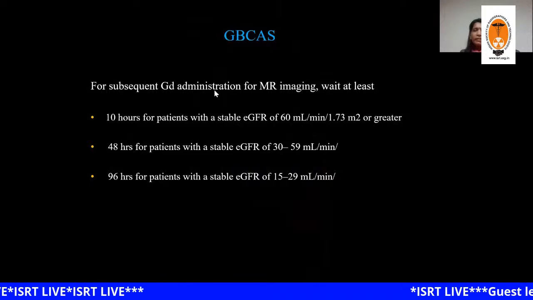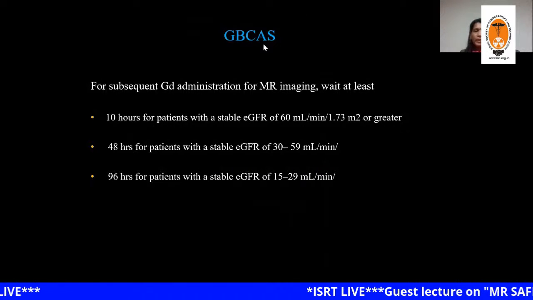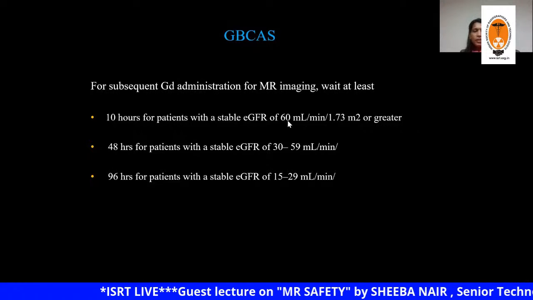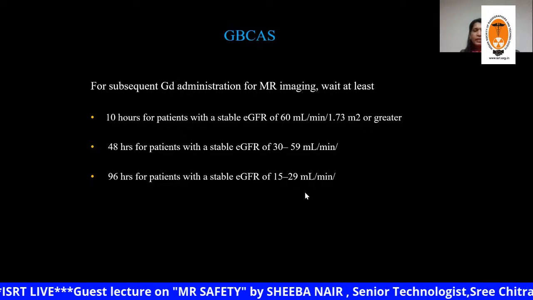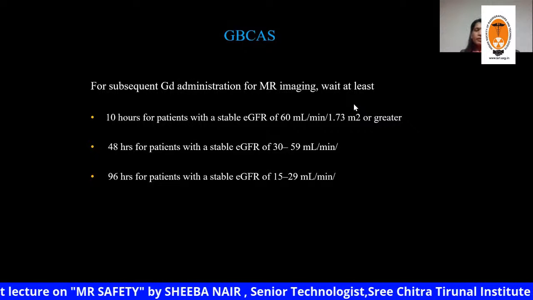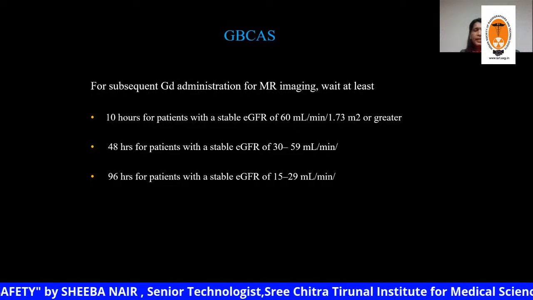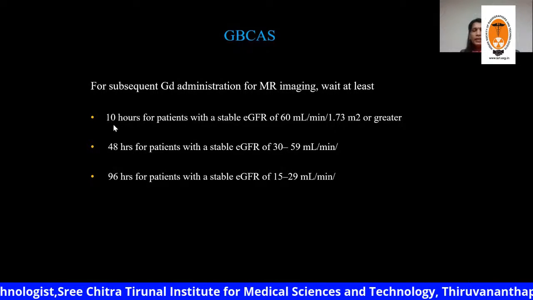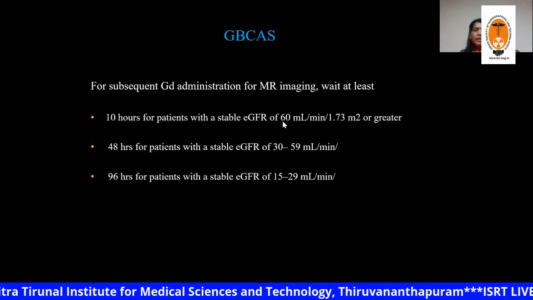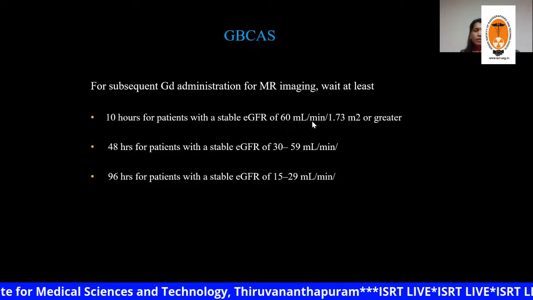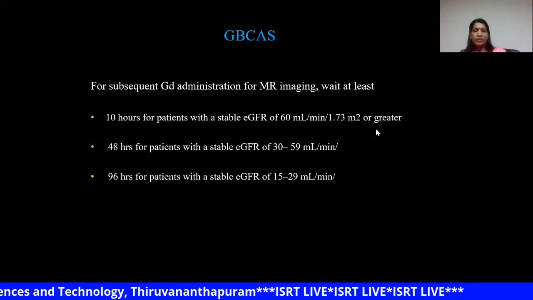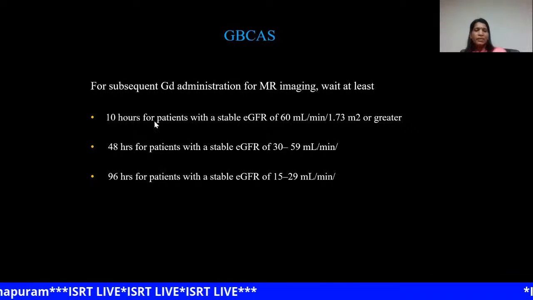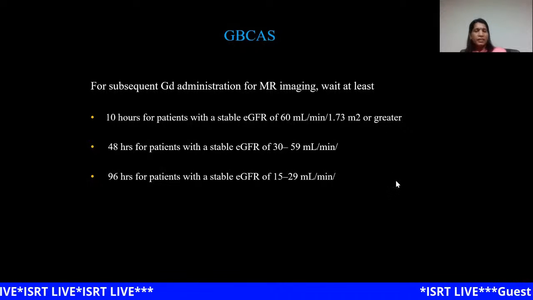So once we have given a gadolinium contrast agent to a patient, when can we give the next contrast agent? Sometimes it may be required to do an additional perfusion or any other study, so we may need to administer a second dose. So what should be the gap we keep? Ideally, if the patient's glomerular filtration rate is at the level of 60 ml per minute, with good renal function, after a 10 hour interval we can give the second dose.